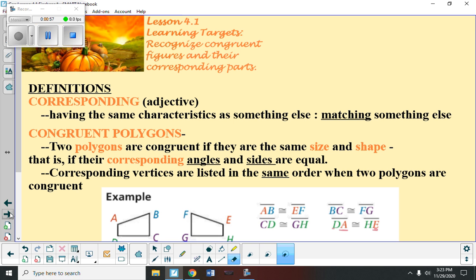Corresponding, remember, means having the same characteristics or matching something else. And then, this is a biggie, congruent polygon. So this is a really important definition for this section. Two polygons are congruent if they are the same size and the same shape. That is, if their corresponding angles and sides are equal in measure. And when you have congruent polygons, corresponding vertices are listed in the same order.